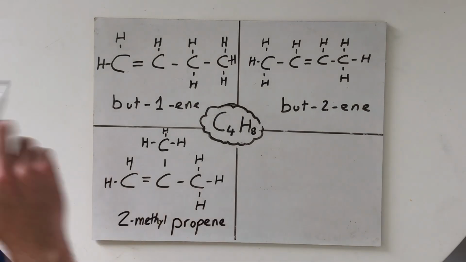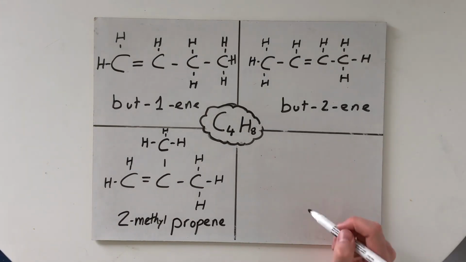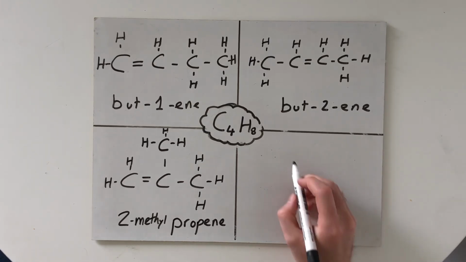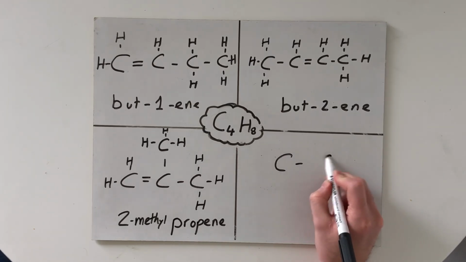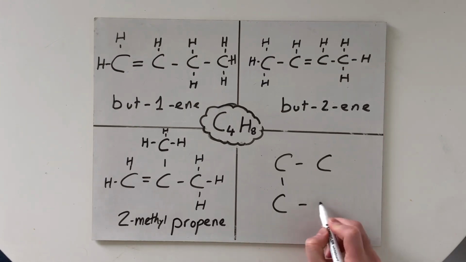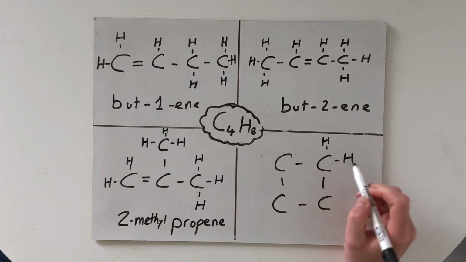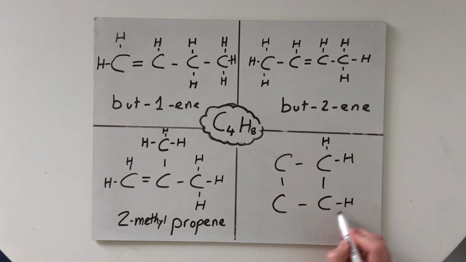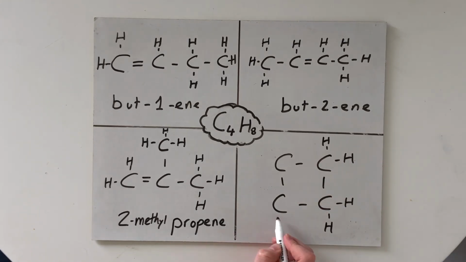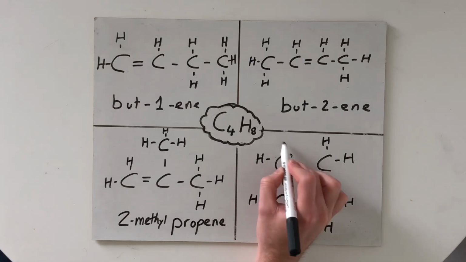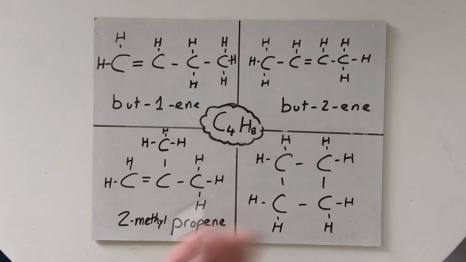And the last one, C4H8, CnH2n would be the general formula for that, which is also representative of the cycloalkanes. So we've got four carbons in a ring in a kind of square shape. So that is going to be called cyclobutane.